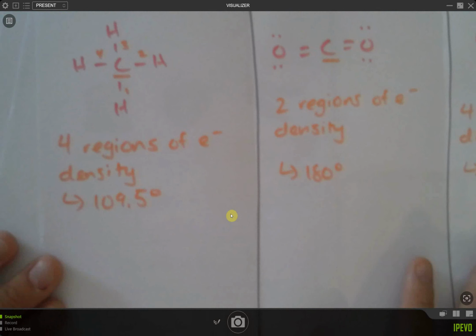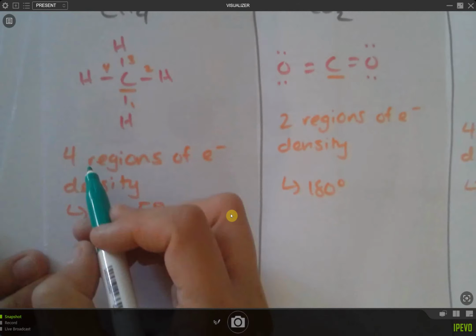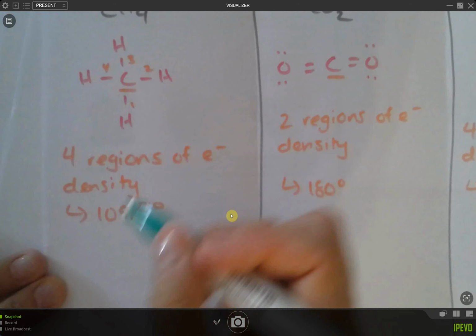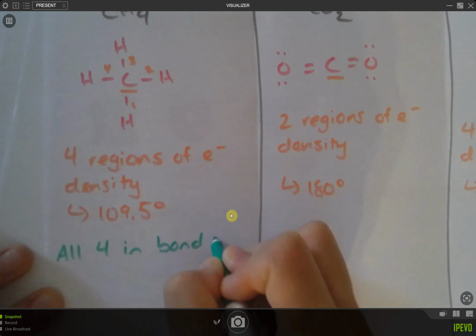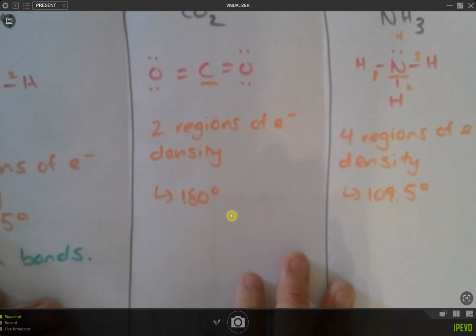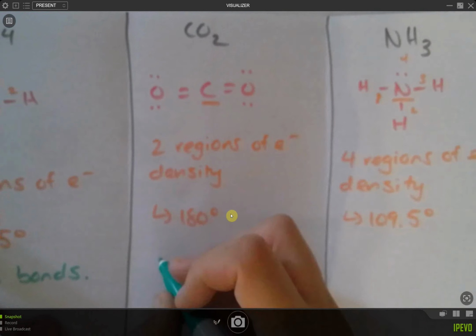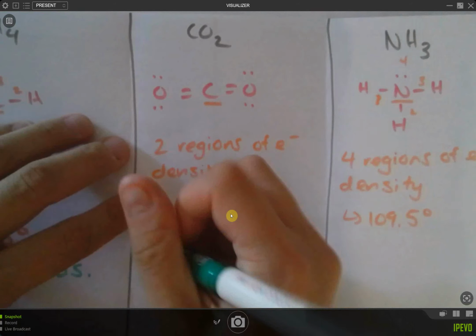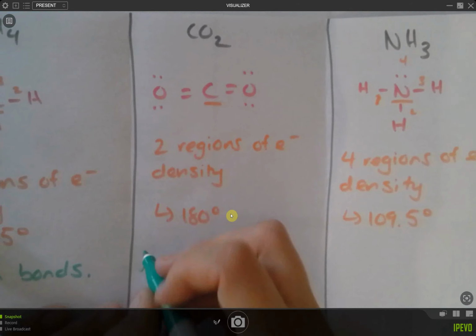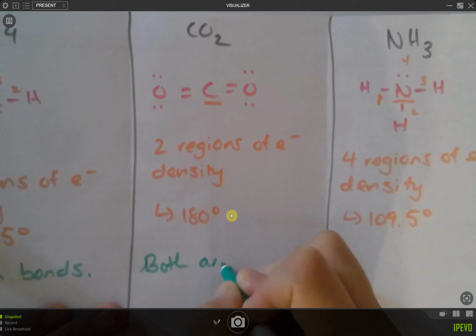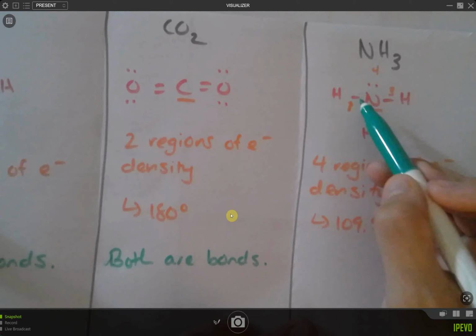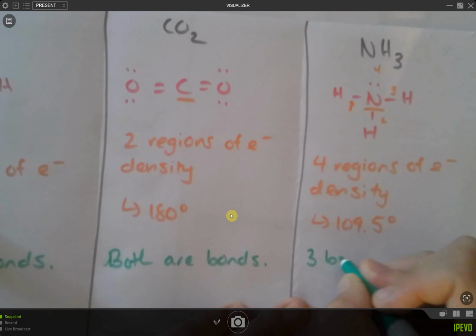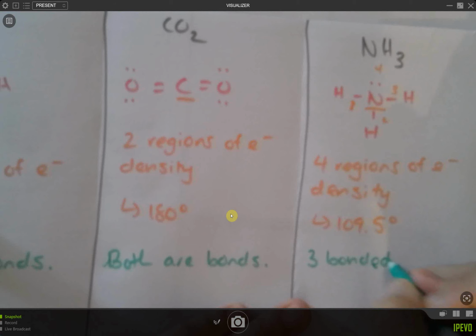So in this first example with methane, I have 4 regions of electron density. All 4 of them are in bonds. In this second example, carbon dioxide, I have 2 regions of electron density. I should say both. Use good English. Both are in bonds. And then the last one with ammonia, I see that I have 1, 2, 3 are bonded. And I have 1 lone pair unbonded.